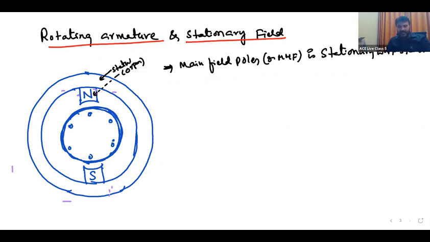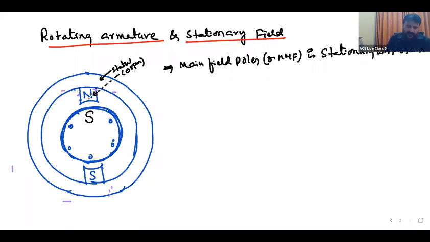And when the main field poles are stationary, the armature poles will also form here. For example, say a south pole is formed on the rotor. Under the north pole, a south pole will be there with some angle. Forget about it, that is the torque angle, leave it. Under the north pole, definitely a south pole must exist.